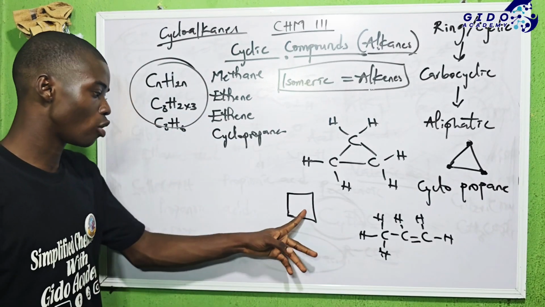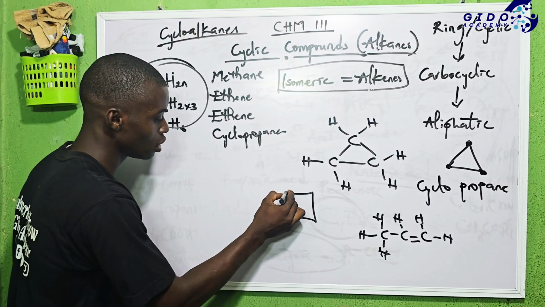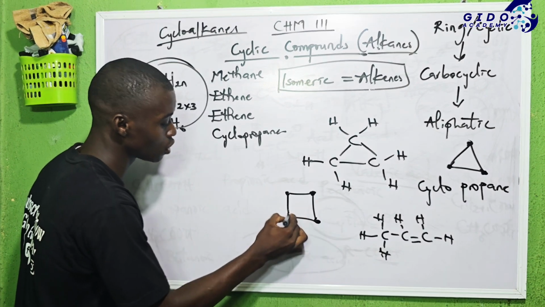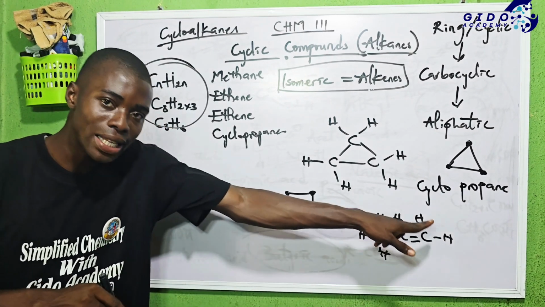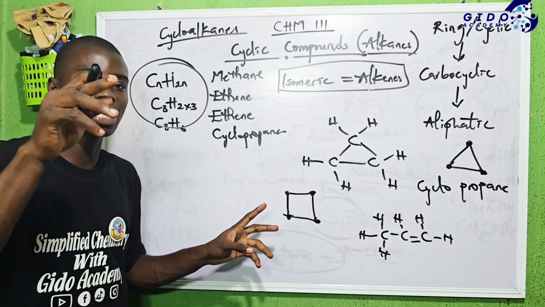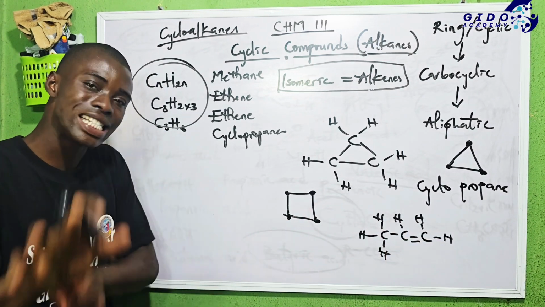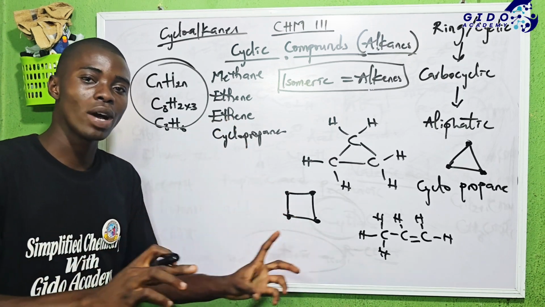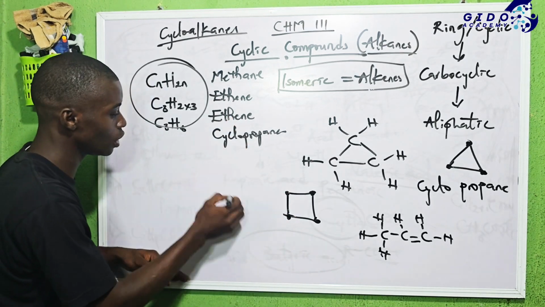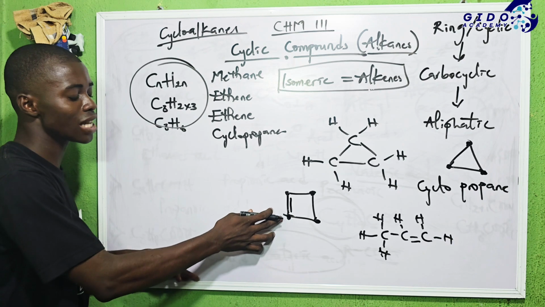This is the compound of cyclobutane. This is one, this is two, this is three, this is four. So cyclobutane is isomeric to what? Butene. So cyclopentane is isomeric to what? To pentene. So cyclohexane is isomeric to what? To hexene. Now, what if you have something like this? Is it also a cycloalkane?